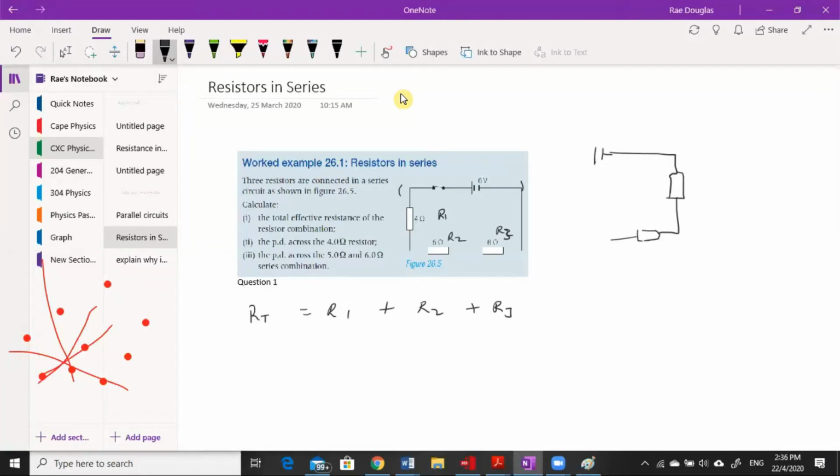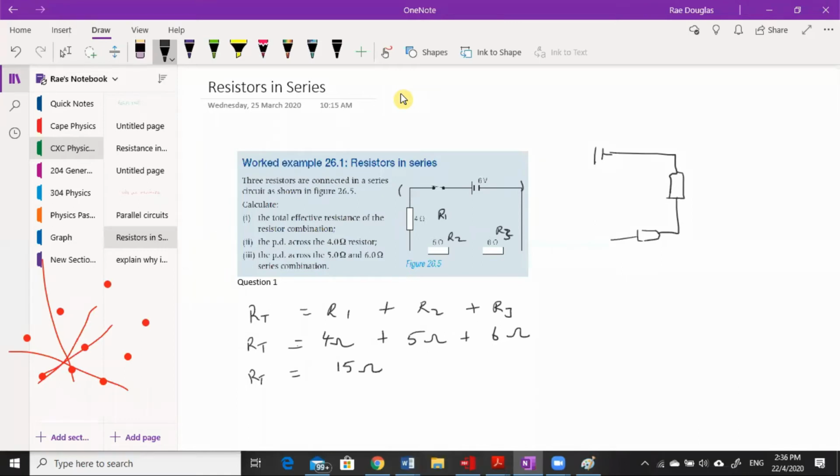Good. Now let me drop in the values. I have 4 ohms here plus 5 ohms. Somebody do the maths quickly. What will be the... 5, 10, 11, 15. Good. At least somebody is awake on the maths. So that's 15 ohms, our total resistance.